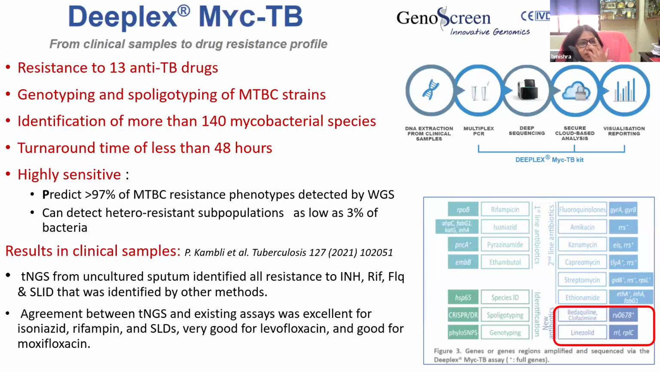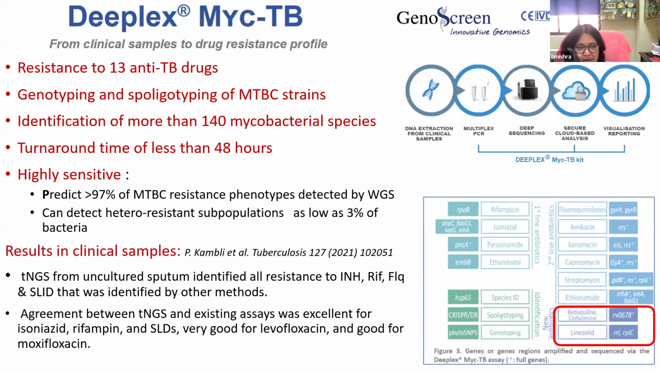Now, in target NGS, again, many manufacturers are coming up. The Deeplex Myc-TB by GenoScreen is one such, which shows resistance to 13 anti-TB drugs. Because it's a sequencing system, it can not only detect drug resistance, but it also uses a typing method to detect the species, and identification of 140 mycobacterial species can also be done. And the turnaround time is less than 48 hours.